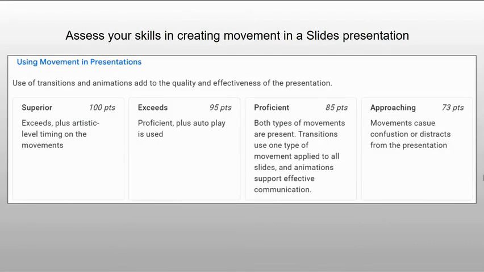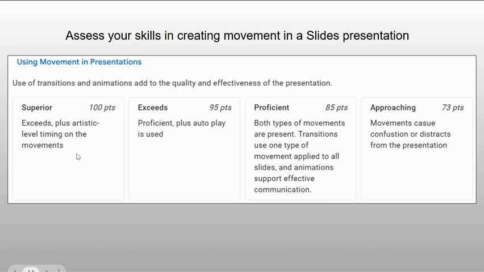When it's time to evaluate your skill level, we're really asking, do your movements add to the quality and effectiveness of your overall presentation? At the proficient level, both types of movements are there. Transitions use one type of movement applied to all slides, and animations support effective communication. It works, it looks good. At the exceeds level, you have all that plus some autoplay. And at the highest level, you've got everything at the artistic level of timing and coordination.